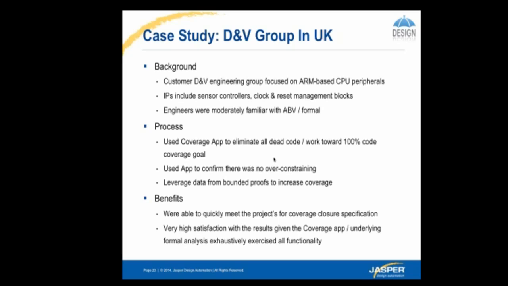The same team managed to get unreachable cover targets from the simulation database and use them as proof targets in Jasper coverage goal and the coverage app, and managed to find some of them unreachable. That means reducing the load on the simulation environment trying to achieve these coverage goals.